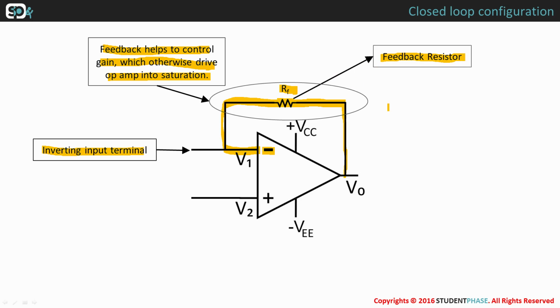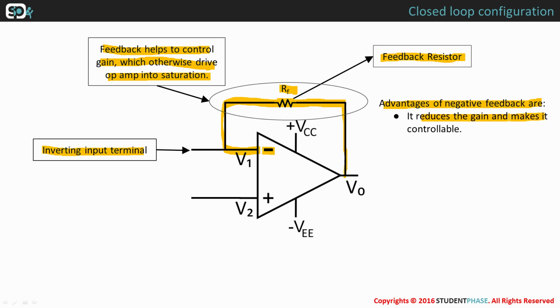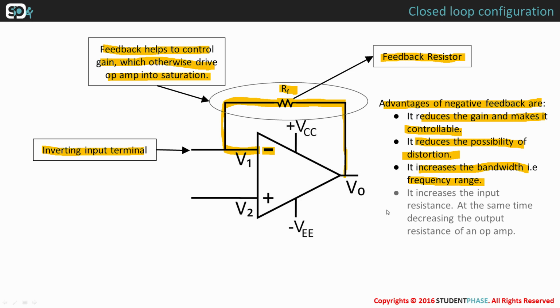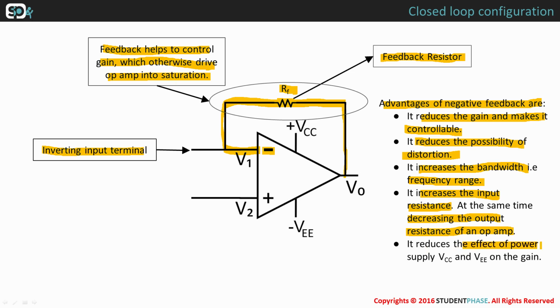The advantages of negative feedback are: it reduces the gain and makes it controllable. It reduces the possibility of distortion. It increases the bandwidth, that is, frequency range. It increases the input resistance, at the same time decreasing the output resistance of an op-amp. It reduces the effect of power supply VCC and VEE on the gain.